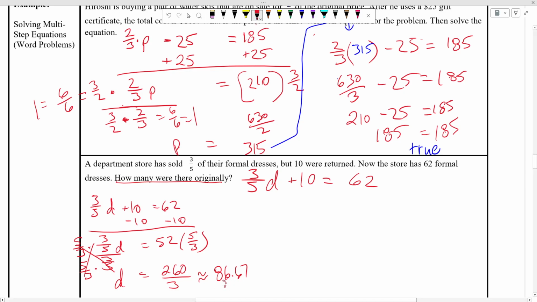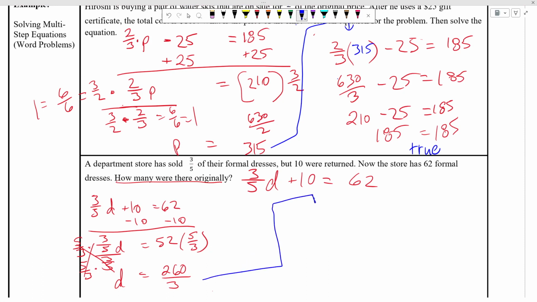Okay, but mathematically, I want to leave it like this. For when I prove, I want exact numbers to come out. Fractions are exact numbers. Decimals are approximations. Anyways, let's prove this out, guys. Let's prove this out. So here we go.